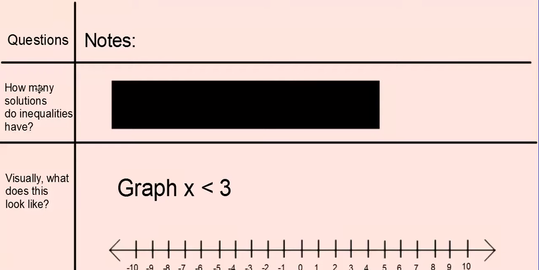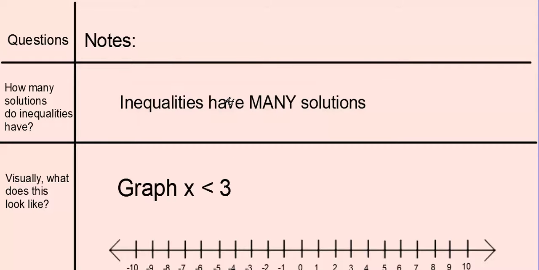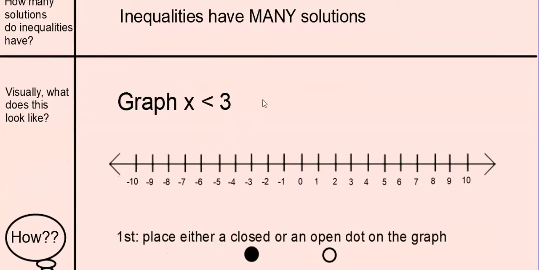Alright, so first of all, how many solutions does an inequality have? If I'm looking at something like x is smaller than 3, just ask yourself, how many numbers are smaller than 3? Well, that should seem pretty obvious: it is infinitely many solutions, because you have numbers such as 2, 1, 0, all the negatives, and then every decimal value in between as well. So what does this look like?